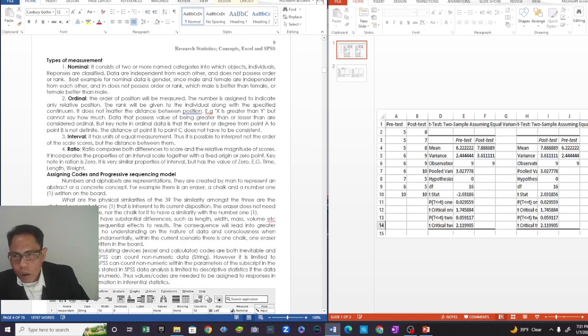The second one is ordinal. The order of position will be measured. The number is assigned to indicate one's relative position. The rank will be given to the individual along the specified continuum. It does not matter the distance between positions; x is greater than y, but you cannot say how much. So when you say ordinal, there is order. A, B, C, D, E, F, G. 1, 2, 3, 4, 5. We know that 1, 2, 3, 4, 5 is ordinal, but we do not know the distance between 1 and 2.